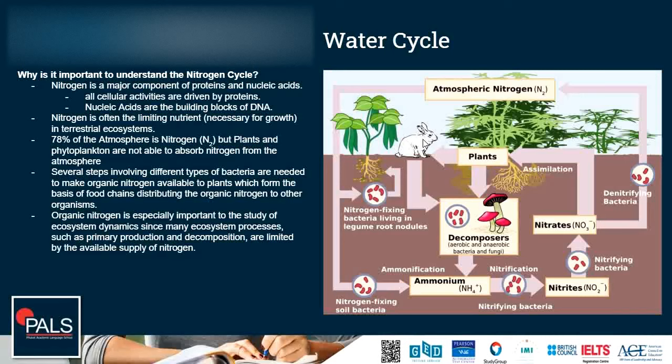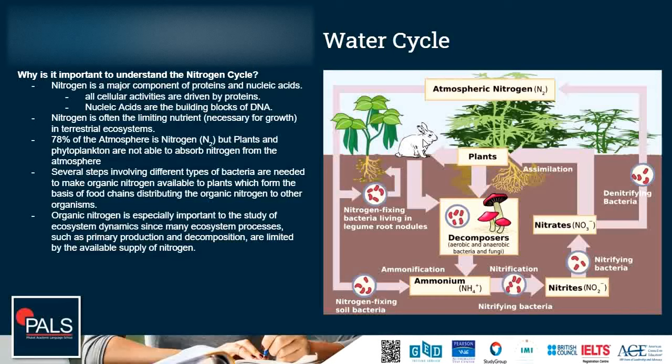Nucleic acids are the building blocks of our DNA. So again, a very important molecule here, both requiring nitrogen. Another point why the nitrogen cycle is very important is that nitrogen is very often the limiting nutrient, which is necessary for growth in terrestrial ecosystems. The limiting nutrient is the nutrient of which an organism does not have enough. So if you add more of it, it will grow faster. This is usually nitrogen. Can be water as well, but very often it is nitrogen that is the limiting nutrient.